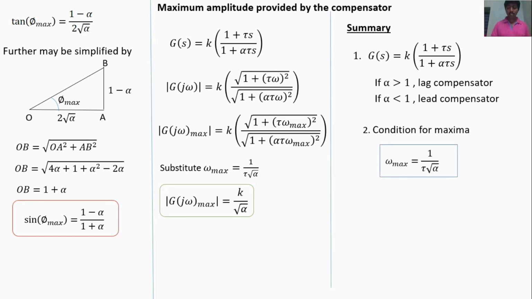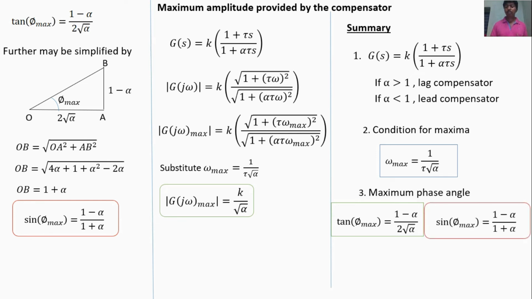The second one is the condition for maxima. Under what condition the compensator will give the maximum phase angle, or otherwise, at what frequency the compensator will give the maximum phase angle. Third one is the maximum phase angle value. Tan phi max is equal to (1 minus alpha) by 2 root of alpha, or otherwise sin phi max is equal to (1 minus alpha) by (1 plus alpha). This is the maximum phase angle calculation.